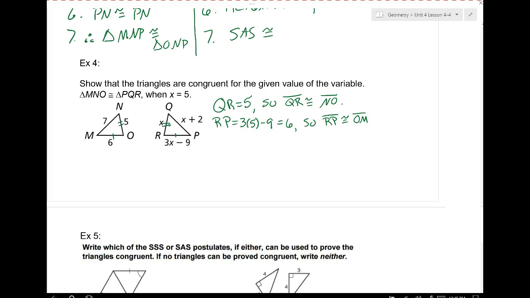So basically I have how many pairs of sides so far? 2. Let's finish with our last pair because you have to show that's the case. So I'm going to go with QP. That's going to be 5 plus 2, which equals 7. So if that's the case, don't we know this is true right there? So we know segment QP is congruent to segment NM.